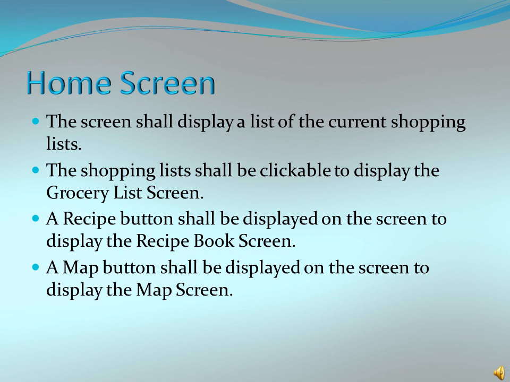Also from the home screen, there's a recipe button where you can directly access the recipe book screen to view your favorites or add new favorites from the Yummly API. In addition, we'll have a Maps button, which will take you to the Maps screen, where you can view your location and search for nearby stores.